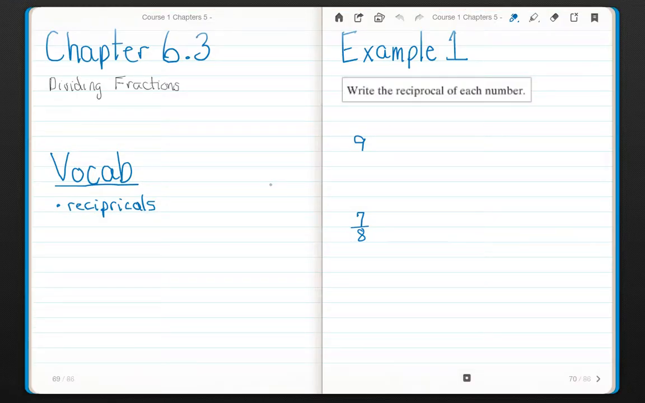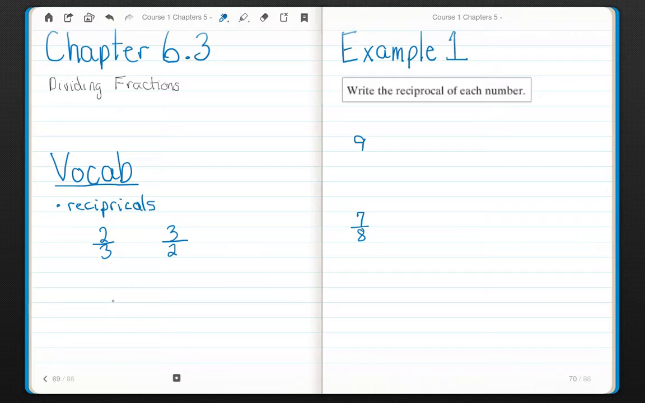Chapter 6.3, Dividing Fractions. So the vocabulary for this lesson today is reciprocals. A reciprocal is when you take a number or a fraction, let's say 2/3, and you turn it over so that the denominator becomes the numerator and the numerator becomes the denominator. So we say that 2/3 and 3/2 are reciprocals of each other.